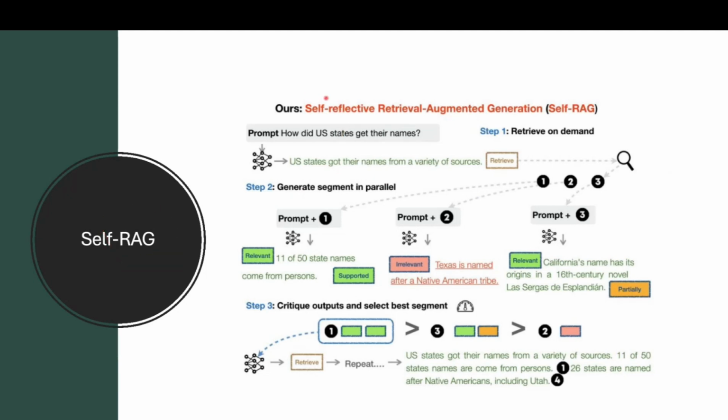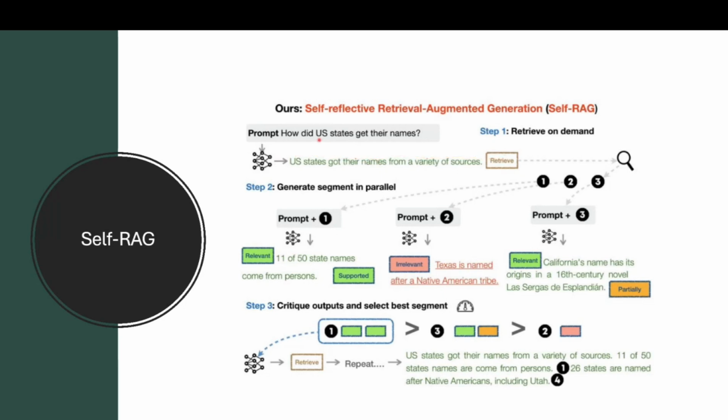So what will happen? This is our query. Okay, let's understand with the help of an example. So this is our query: How did US states get their names? First, it will retrieve on demand, which is the retrieval with the help of the LLM. So the LLM gave a response: US states got their names from a variety of sources.